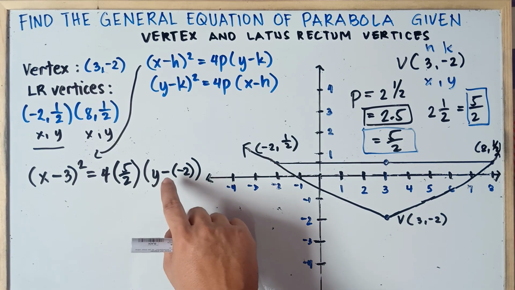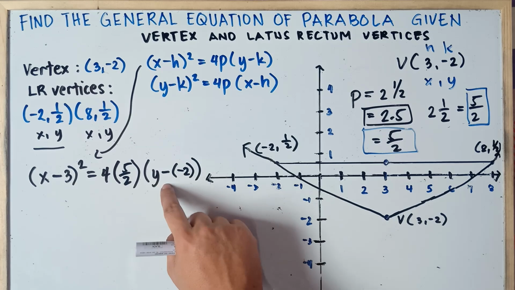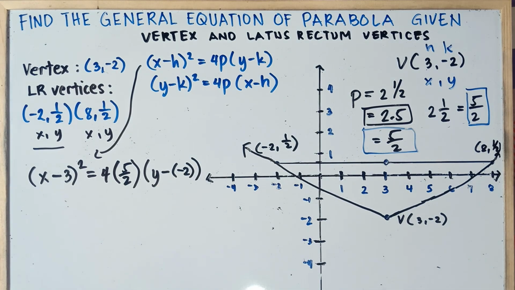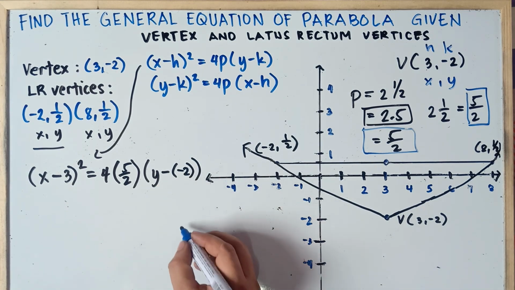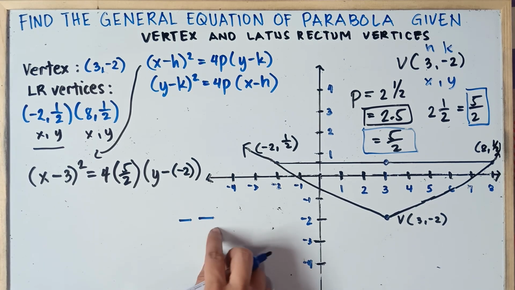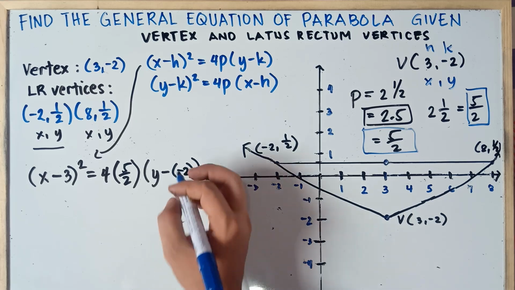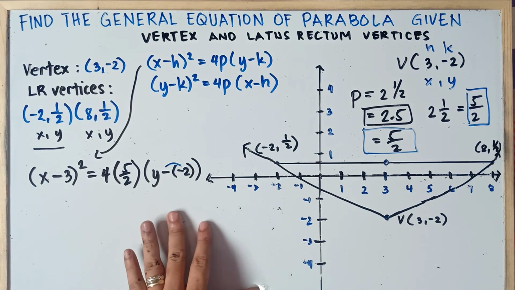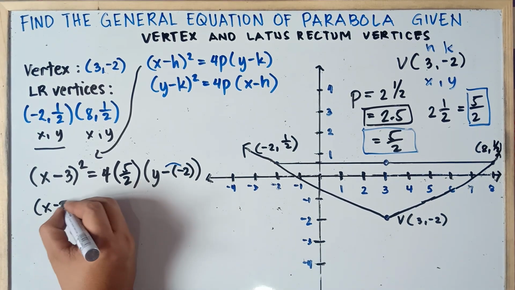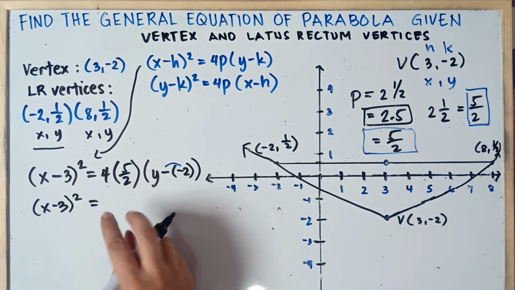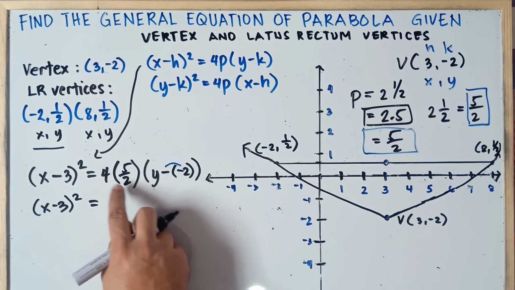That's why you have y minus, came from the equation, minus sign, then your k is negative 2. Alright, so we need to put parentheses, class, because you are not allowed two negatives close to each other. You need to multiply these signs. So this will be x minus 3, then squared equals, you multiply this one, 4 times 5 over 2.